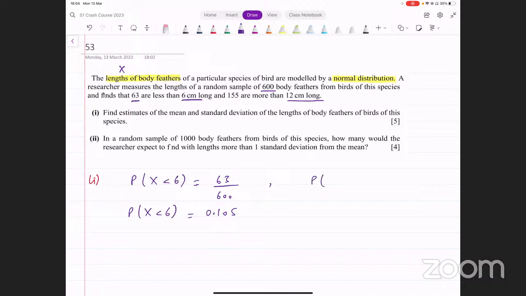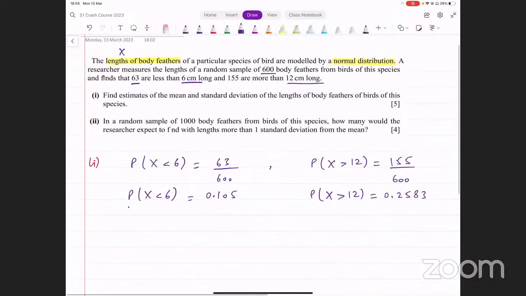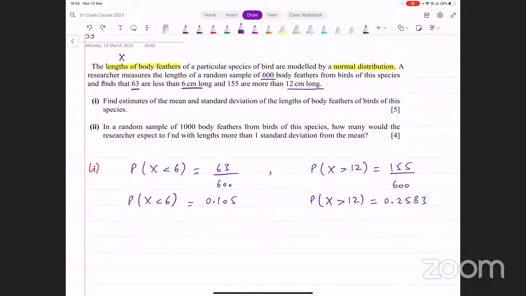So that means the probability of X being greater than 12 is equal to 155 over 600. We can evaluate this as well and see what that gives us. Probability of x greater than 12 is equal to 0.2583. That's what we get from this. So we have two pieces of information given here. Both are probabilities. We need to find, in the first part, estimates of the mean. That means we need the mu and standard deviation, sigma, of the lengths of body feathers of birds of the species. So we need to find mu and sigma.